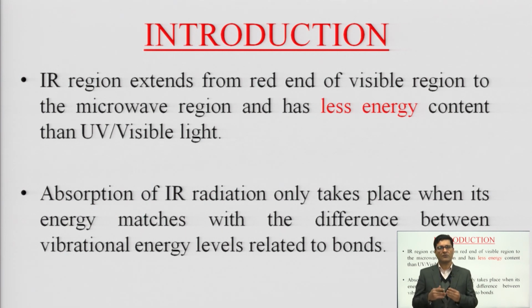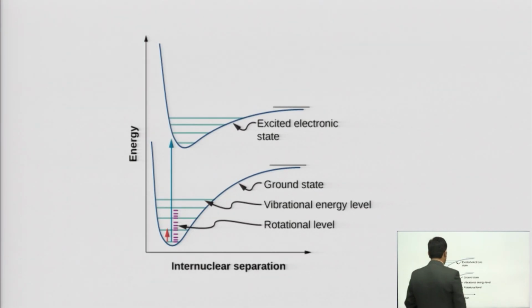So, to cause the absorption we have to match that natural frequency with the frequency of the IR light that we are supplying from the instrument. When the energy of the IR light supplied by the instrument and the natural frequency of the bonds match, then only absorption takes place. So, the absorption of IR light only takes place when its energy matches the difference between the vibration energy levels of the bond, and this can be clearly seen in this given picture.